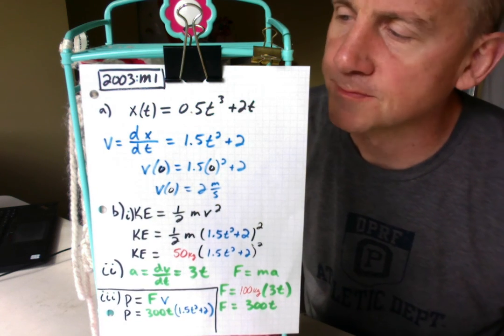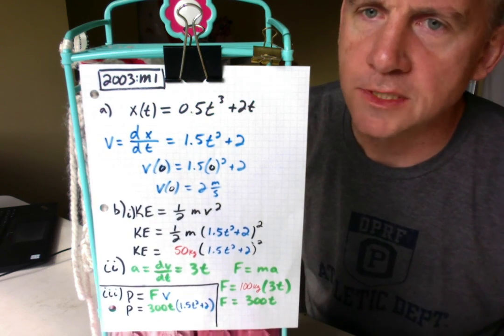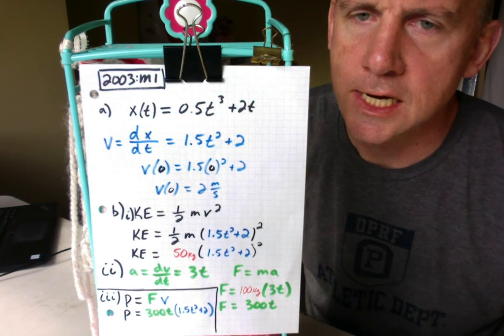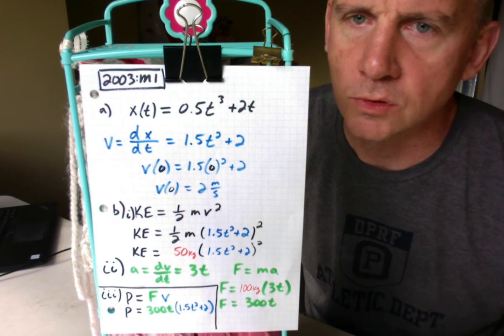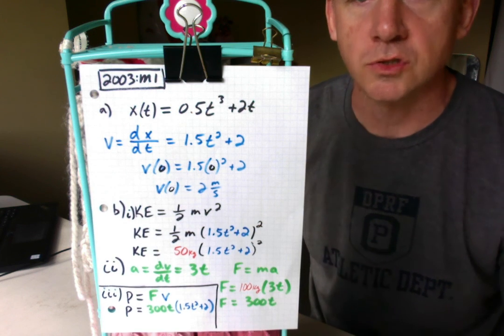Oh, I digress. So we got a position function of x is equal to 0.5 t cubed plus 2t.